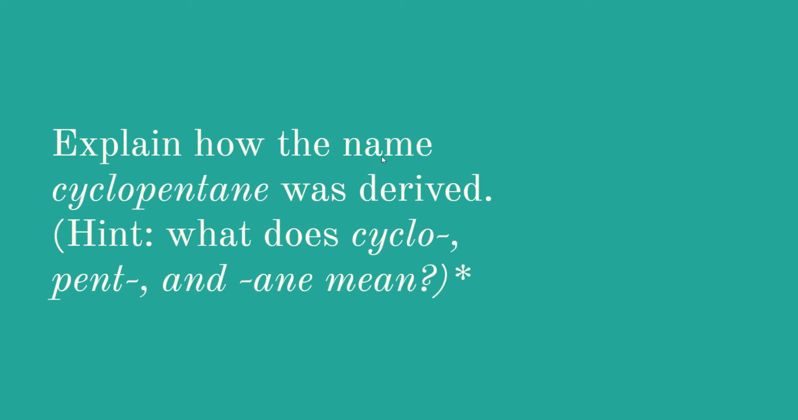We went over that. Remember, cyclo means it's a circle, pent means there's 5, and ane means it's only single bonds. So a circular compound with 5 carbons that only has single bonds.